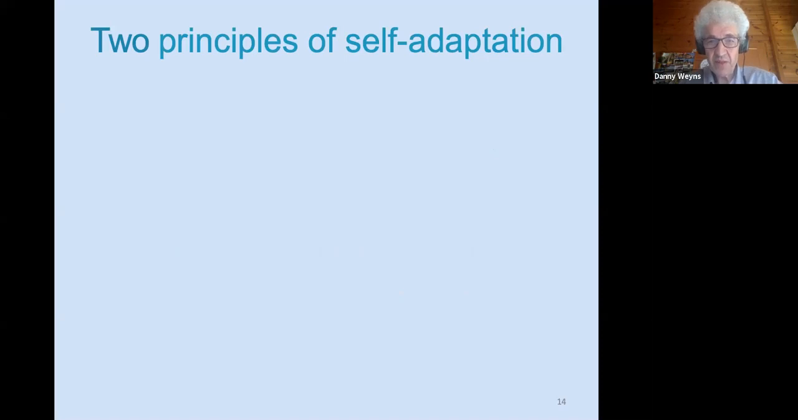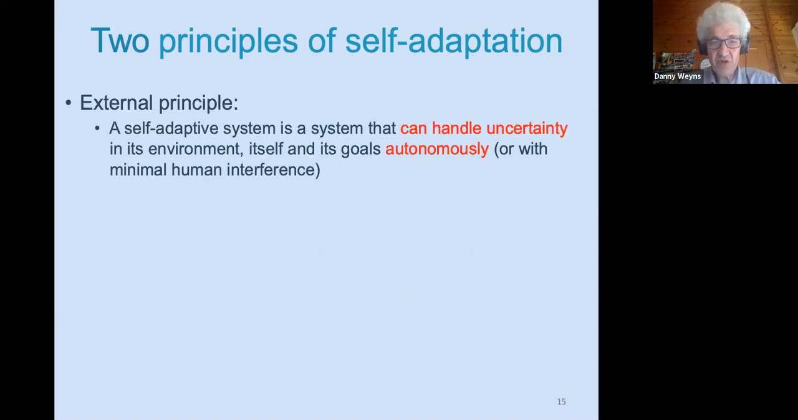Let me continue with explaining a bit more in depth what we mean with self-adaptation and self-adaptive systems in particular. We have two principles. The first principle is called the external principle, meaning that a self-adaptive system is a system that can deal with uncertainty in a kind of autonomous way. So we don't want to have humans interfere more than necessary. Does not mean we don't want them, we just only want them with a minimum of interference. For instance, they can say what are my high-level goals? Or they might be involved in certain decision-making when it is necessary.